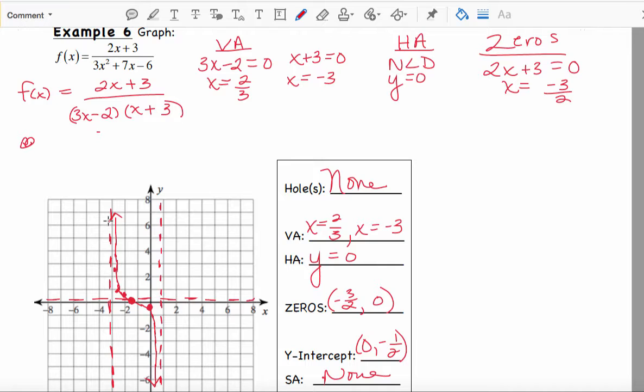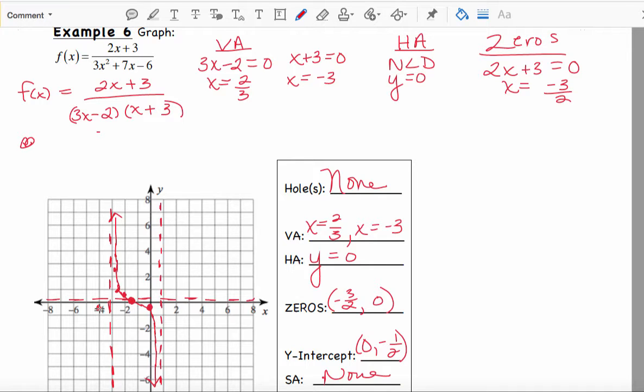So let's go ahead and find a couple points over to the left. I'm going to substitute in a negative 4, and I get negative 0.3. So at negative 4, I am at negative 1/3. I'm like right here. Now I don't have any more x-intercepts. So by finding that one tiny little point, I can probably fill in the rest of my graph.